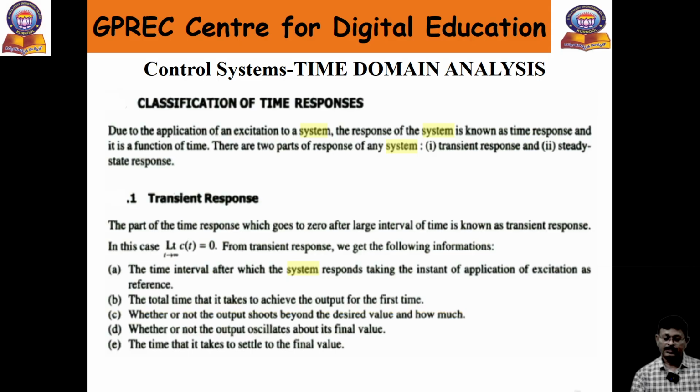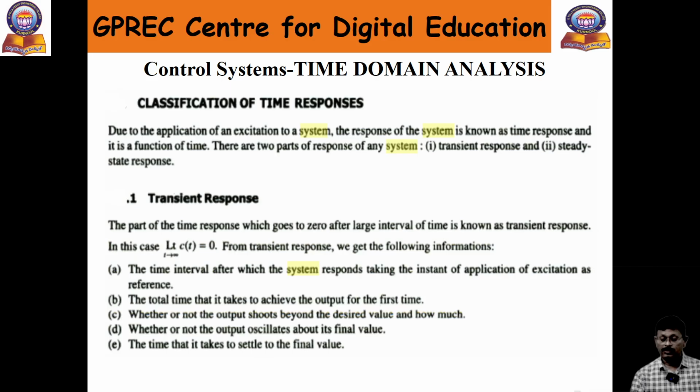Now coming to the transient response, it is the part of the time response which goes to zero after a large interval of time. So in this case, the limit as t tends to infinity, C of t equals 0.